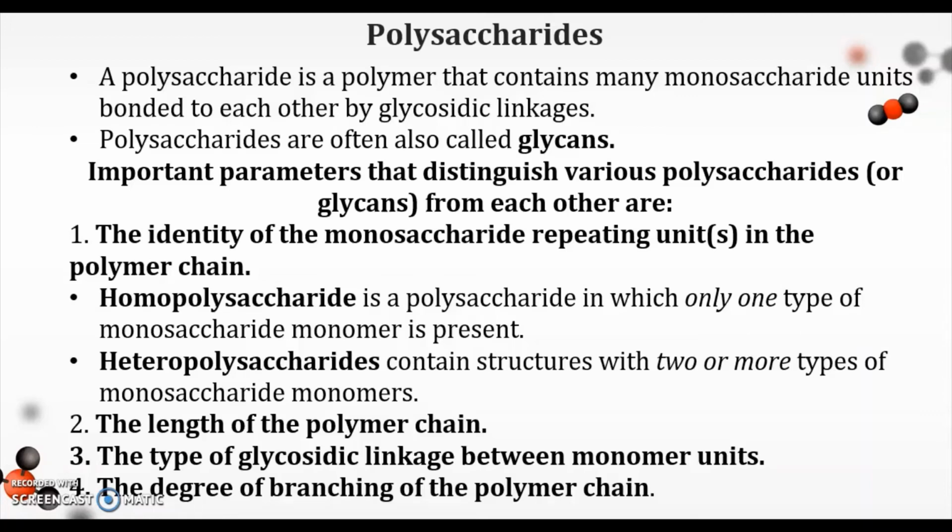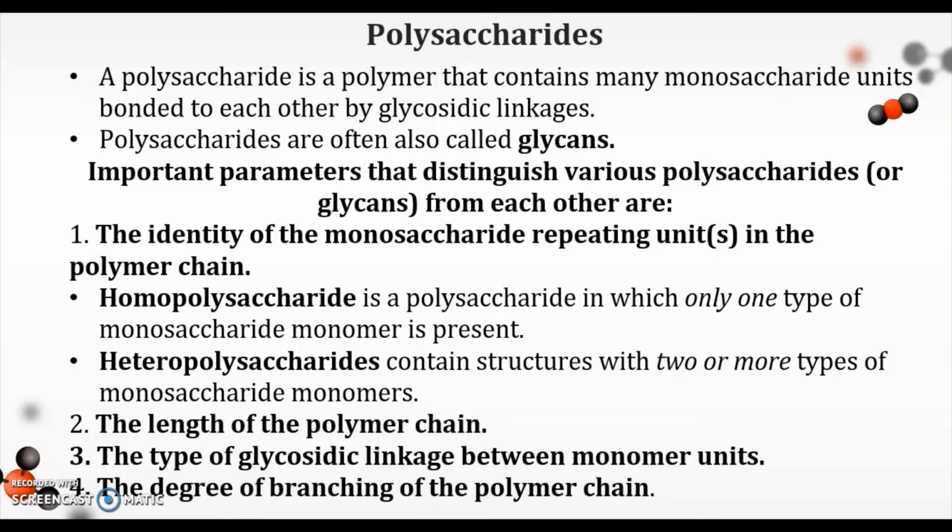Polysaccharides whose structures contain two or more types of monosaccharide include hyaluronic acid and heparin, and these are heteropolysaccharides. When we talk about heteropolysaccharides, these are polysaccharides that contain more than one type of monosaccharide monomer. Number 2 is the length of the polymer chain. A polysaccharide chain can vary from less than 100 monomers up to 1,000,000 monomer units.